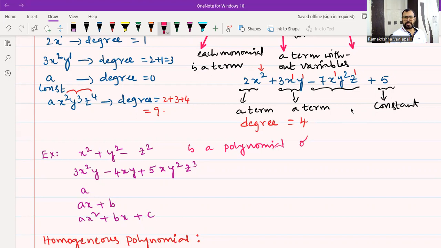A polynomial of degree, what is the degree here? Equal to the highest power, which is 2. So degree is 2. And this is also a polynomial of degree equal to, remember, here power 3 is there, power 2 is there, and here power 1 is there. So total power is 6. And the coefficient is non-zero. And this is a constant polynomial, right? Only A. So it is a constant polynomial.